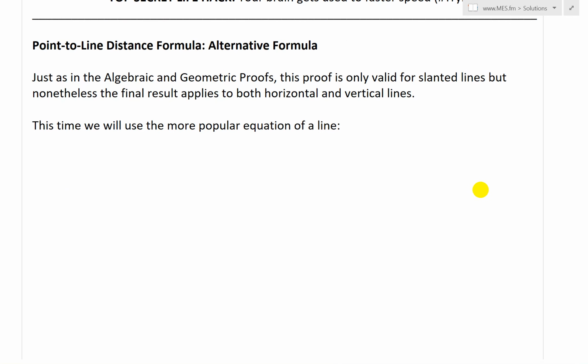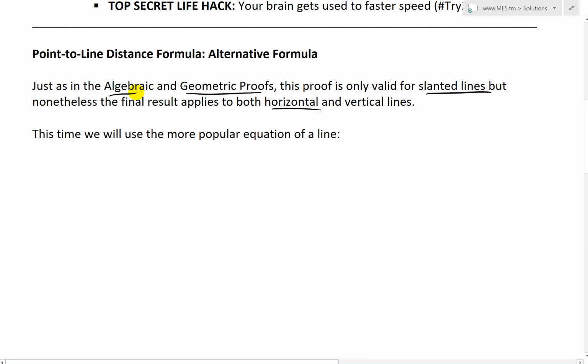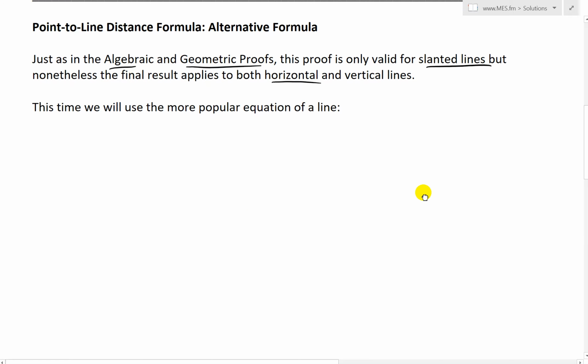Just as in the algebraic and geometric proofs, and you can see those in my earlier videos, I'll put that in the description below. This proof is only valid for slanted lines, but nonetheless the final result applies to both horizontal and vertical lines. So we'll just look at the slanted one here, and you can see my earlier one on algebraic to get the horizontal and vertical one, which still nonetheless applies.